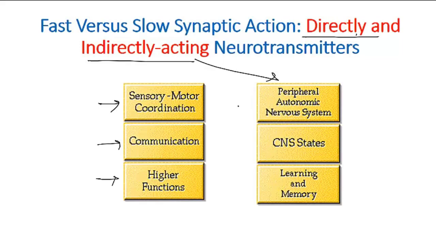Norepinephrine, acetylcholine and serotonin, another central nervous system neurotransmitter, all produce state changes in the central nervous system. One important example is the change from the sleep state to the wake state. That needs to be done slowly. That is known as wakefulness or arousal. It needs to happen slowly, not rapidly or fast.